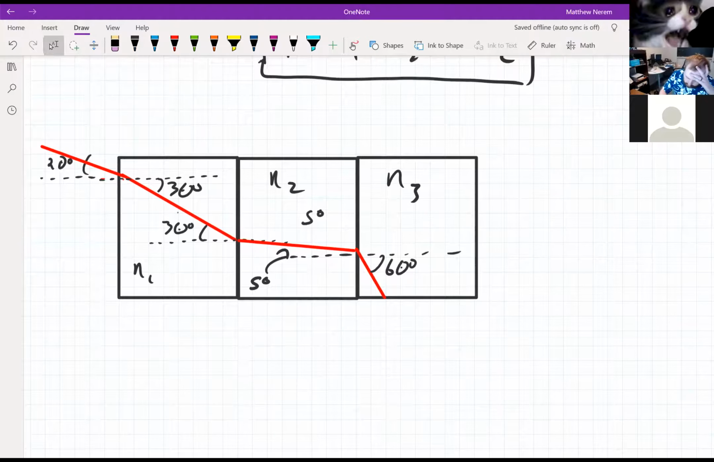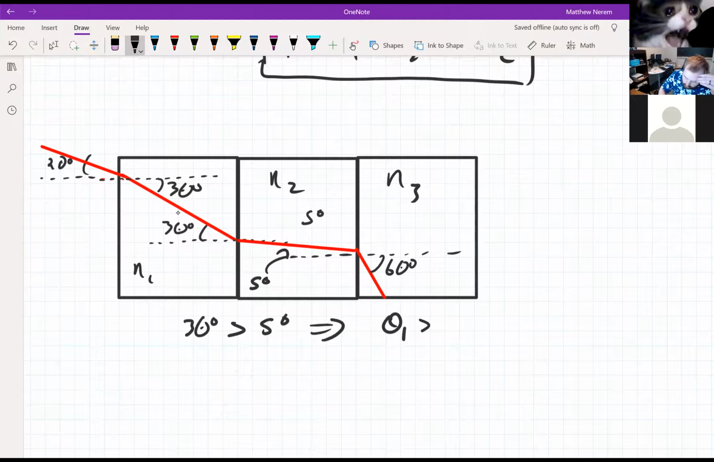Let's start doing some comparisons. Here's the trick. The trick is that the indices are going to be opposite the angles and vice versa. So if I say 30 degrees, well, that's going to be greater than 5 degrees. And the notation that I've been using is that theta 1 is greater than theta 2. Therefore, the indices flip. I would say n1 is less than n2.